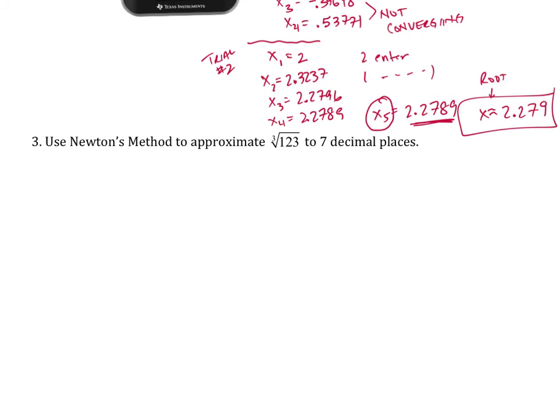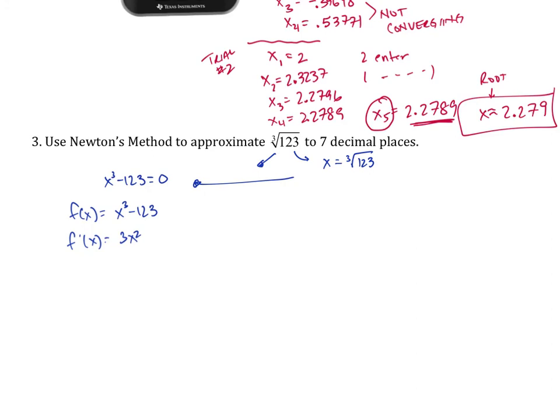Well, I can say what this really is: x cubed minus 123 equals 0. Right? Because if I set this equal to x, sorry, x equals this, and solve it, that's what I end up getting. Cube each side, subtract it over, you end up with this value. So your f of x is x cubed minus 123. Your f prime of x will be just 3x squared.